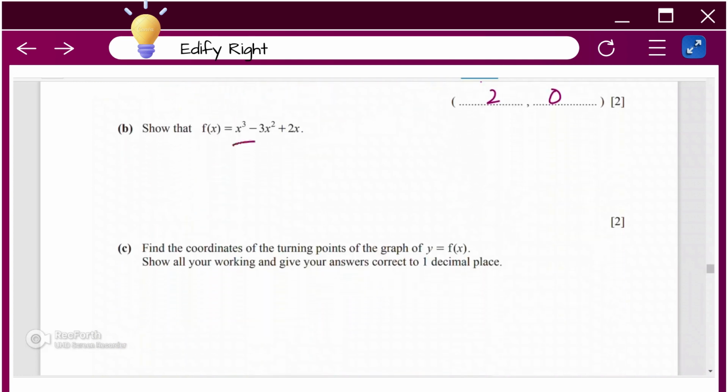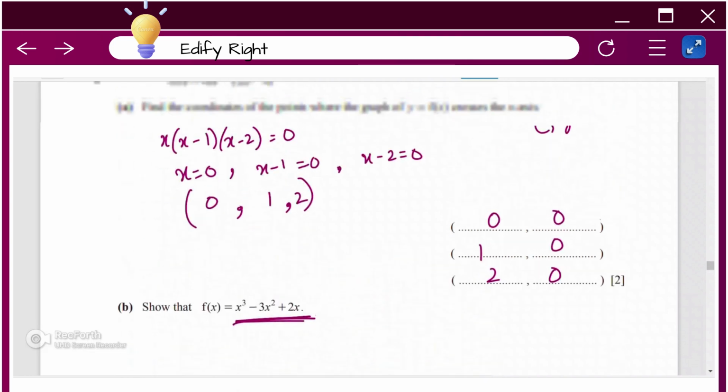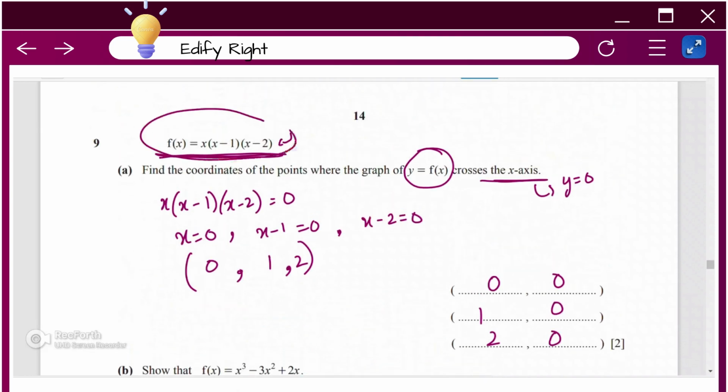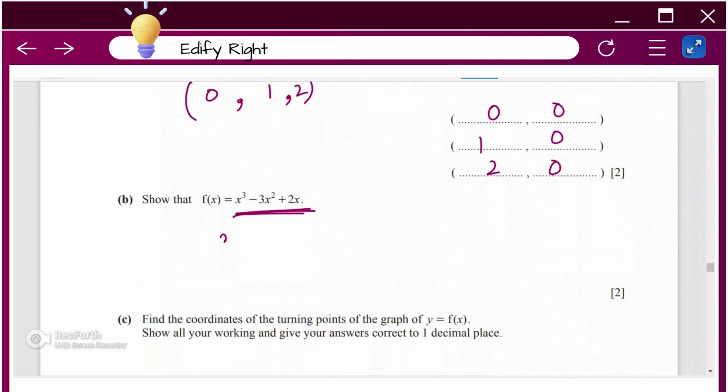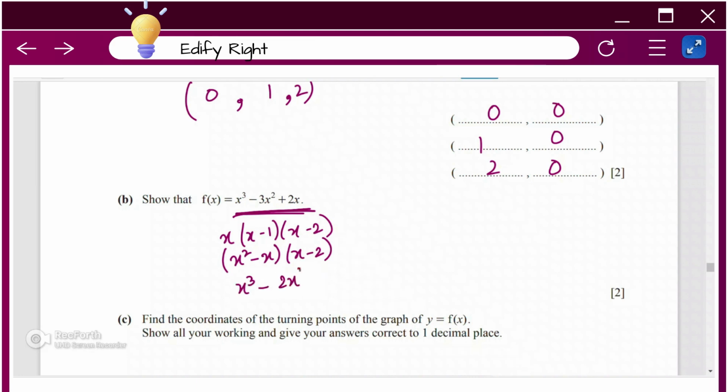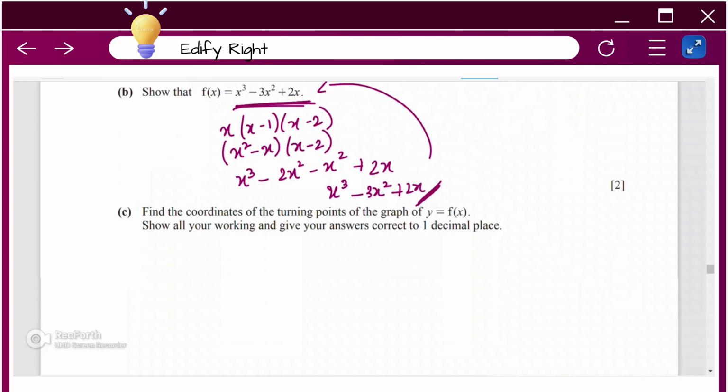Next, show that f of x equal to x cube minus 3x square plus 2x. For this, all you have to do is just open these brackets and simplify the expression. So you get x into x minus 1 into x minus 2. And when you open the bracket, you get x square minus x into x minus 2. And open the bracket further, you get x cube minus 2x square minus x square plus 2x. And you get finally x cube minus 3x square plus 2x. This is what exactly they're asking in the question.